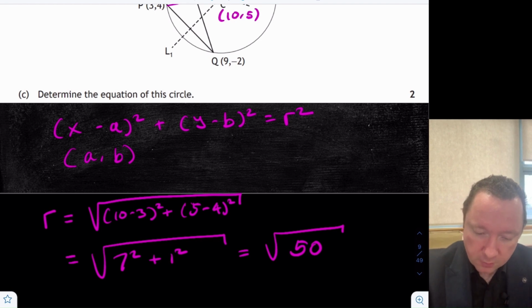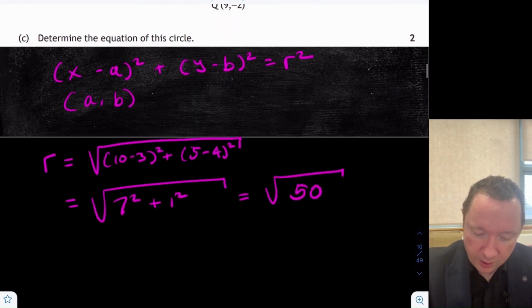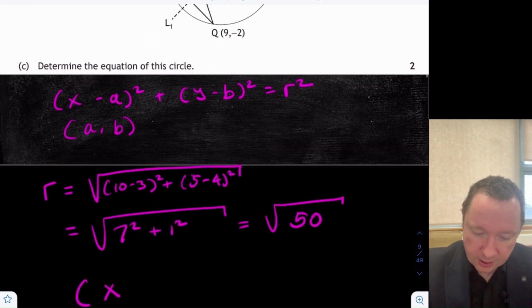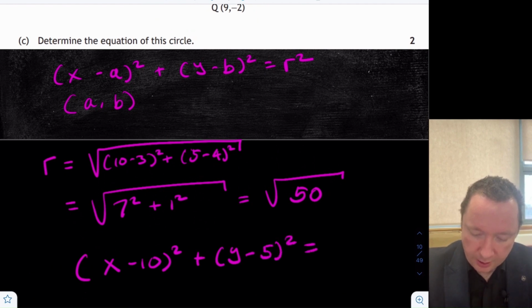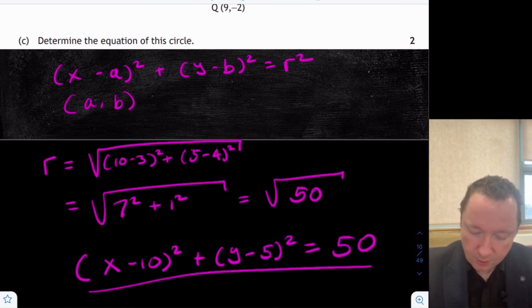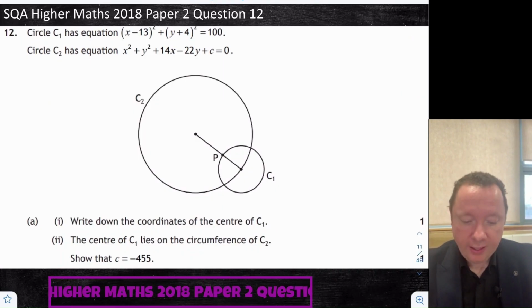So now it's very simple. The equation of our circle is just (x minus 10) squared plus (y minus 5) squared equals 50, r squared. And we're done there. Next, Higher Maths 2018, Paper 2, Question 12.